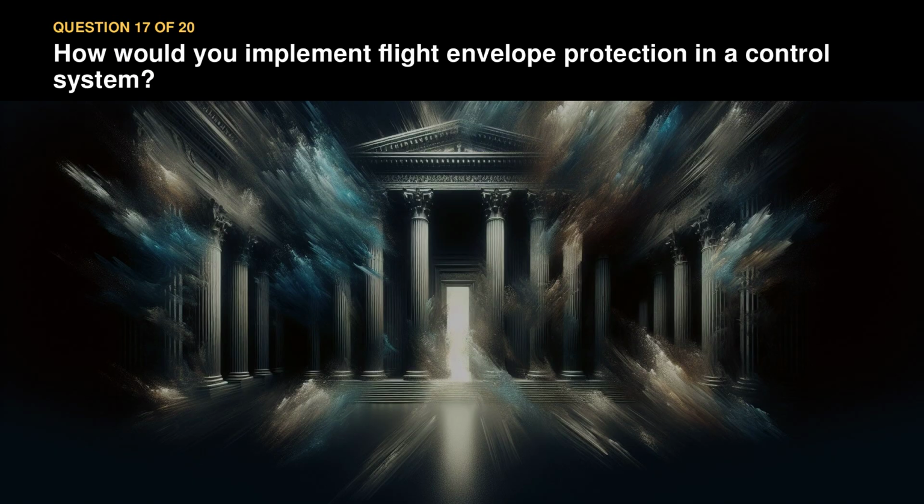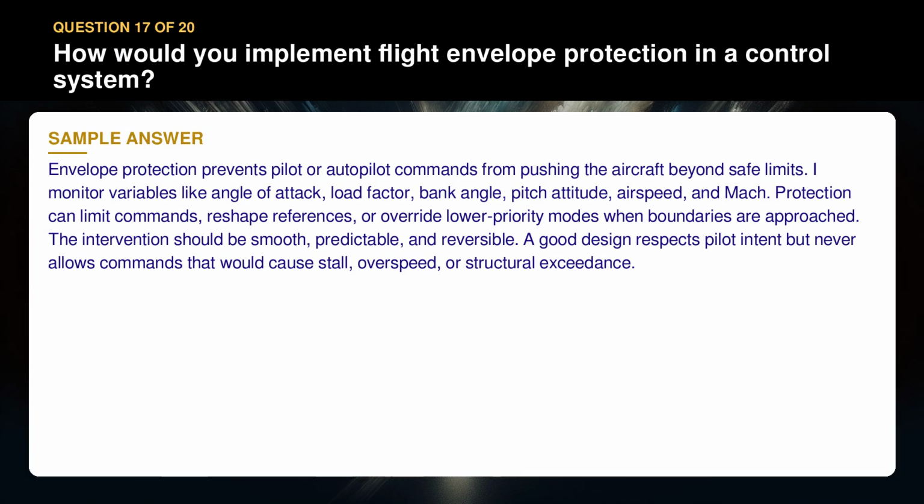Question 17. How would you implement flight envelope protection in a control system? Envelope protection prevents pilot or autopilot commands from pushing the aircraft beyond safe limits. I monitor variables like angle of attack, load factor, bank angle, pitch attitude, airspeed, and Mach. Protection can limit commands, reshape references, or override lower priority modes when boundaries are approached. The intervention should be smooth, predictable, and reversible. A good design respects pilot intent, but never allows commands that would cause stall, overspeed, or structural exceedance.